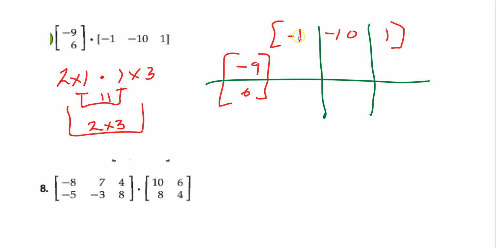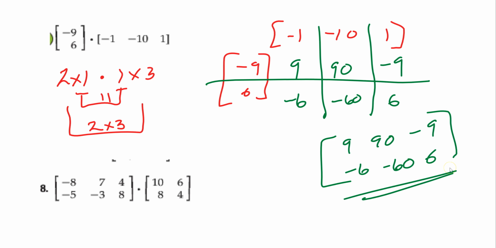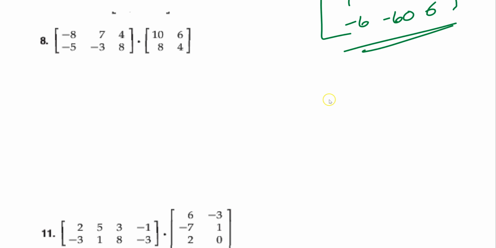So this is actually a little easier. Look at that. I just got to multiply these two. Row 1 times column 1 is negative 1 times 9, so negative 9. Negative 10 times negative 9, 90. And negative 9. Multiply those two. Negative 6, negative 60, and 6. There we go. I'll put it in a matrix. That's the answer. Look at the next one.